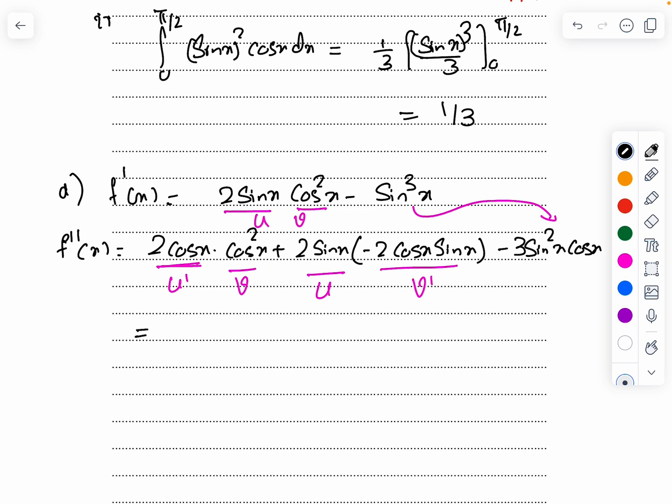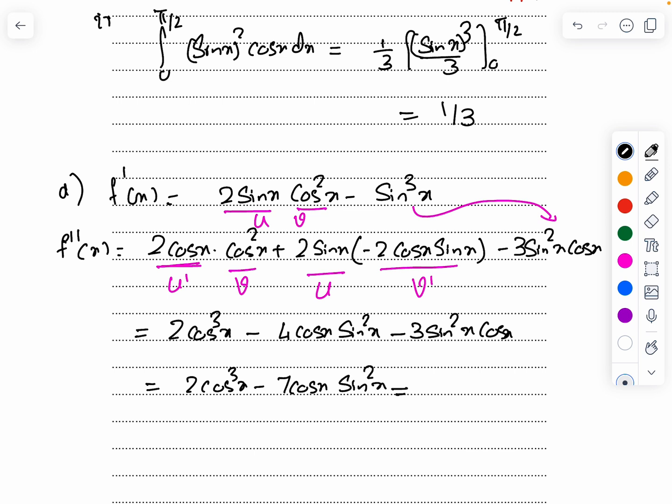Then further simplify that, it becomes 2 cos cube x minus 4 cos x sin square x minus 3 sin square x cos x. So it becomes 2 cos cube x minus 7 cos x sin square x. That should be equal to 2 cos cube x minus 7 cos x sin square x, where sin square x is again nothing but 1 minus cos square x. So it will become 9 cos cube x minus 7 cos x.